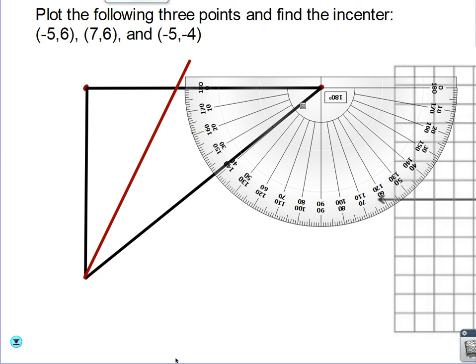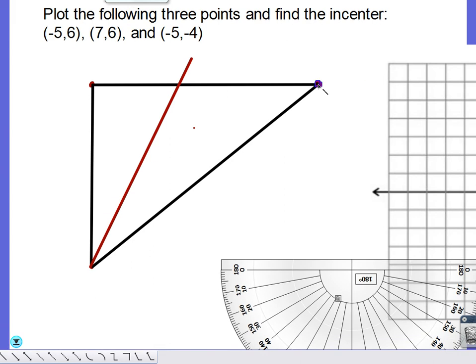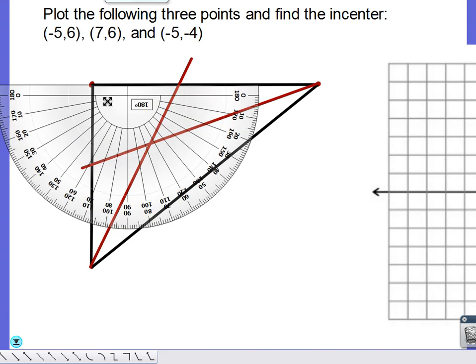We move our protractor, get you a straight edge out. And again, there's another angle bisector. That's enough. You don't have to do all 3. You do a third one just to check yourself. But I can go ahead and tell you this third one's a 90-degree angle.